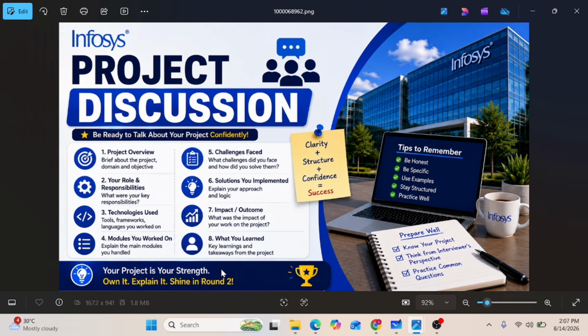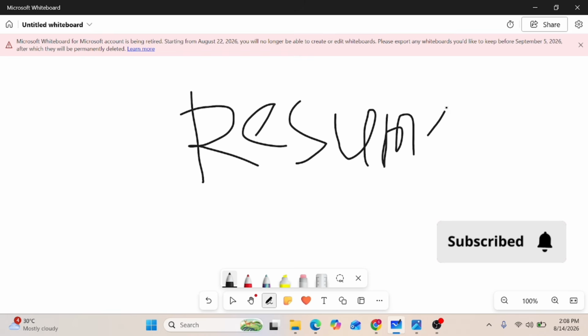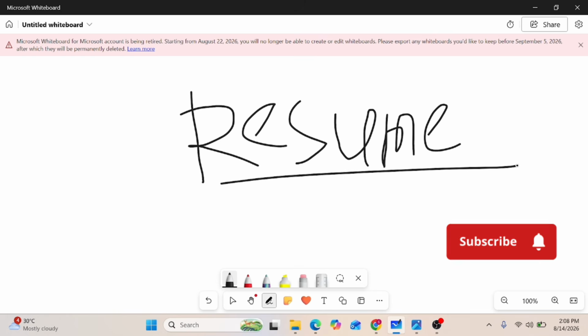And another thing mentioned in the notes is the resume. Your resume itself can become your interview question paper. Suppose you write Java, the interviewer may ask Java questions. If you write Python, they may ask Python. If you write SQL in your resume, they may ask SQL related questions. If you put your skill as machine learning, they may ask related questions on machine learning.